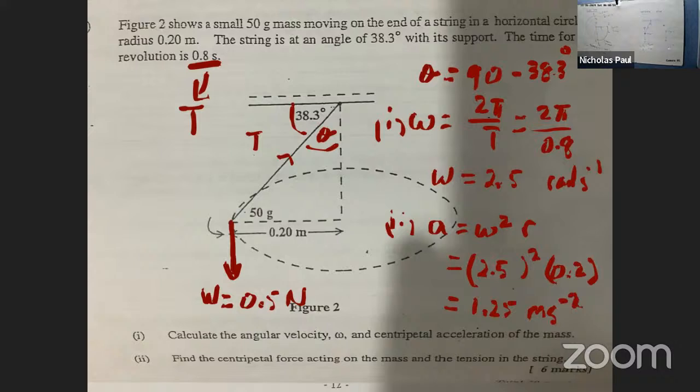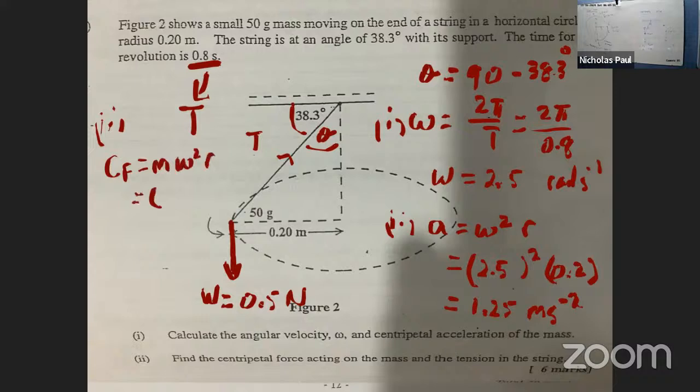Part two. How are we going to get centripetal force? Check your formulas. Centripetal force is what? Just multiply by mass. And you already have acceleration, right? So you multiply the mass by omega squared r that we already have.